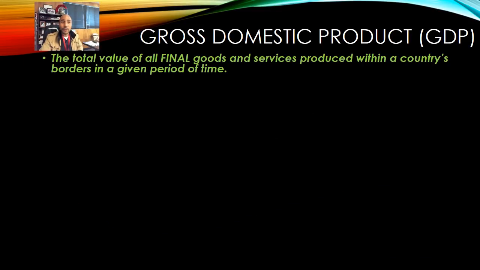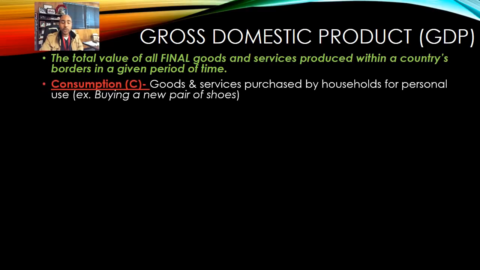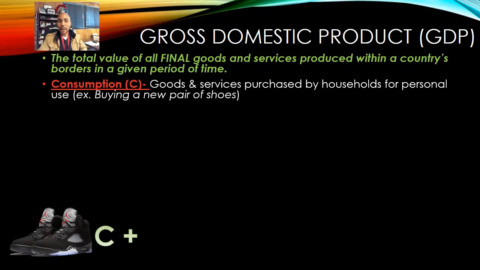Alright, now, very first thing you need to know for the Unit 3 test is gross domestic product, or GDP. This means the total value of all final goods and services produced within a country's borders in a given period of time. So the first thing we need to know about in GDP is consumption. Consumption means goods and services purchased by households for personal use, like for example buying a new pair of shoes. We would call that C in our GDP equation for consumption.